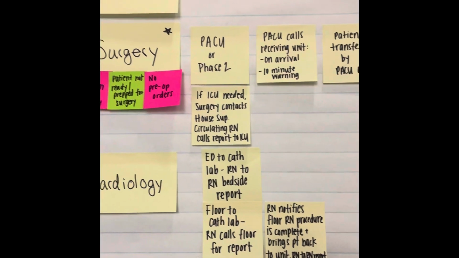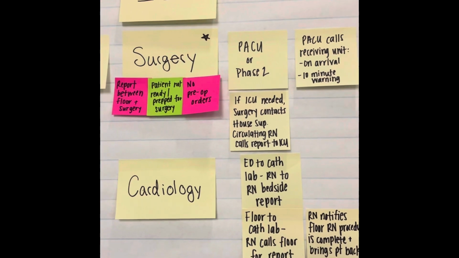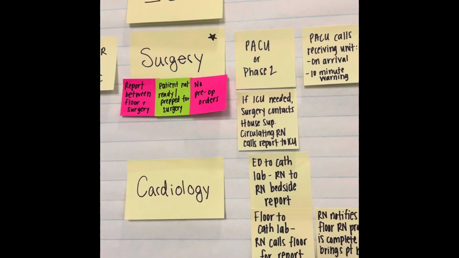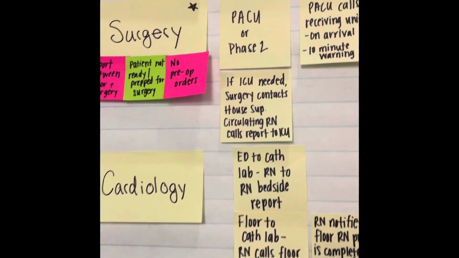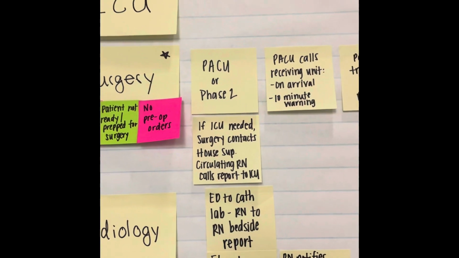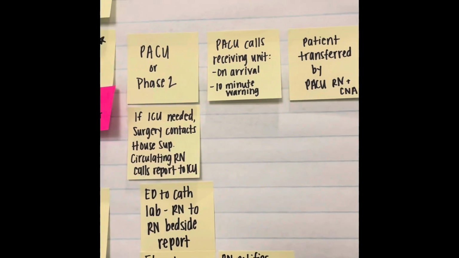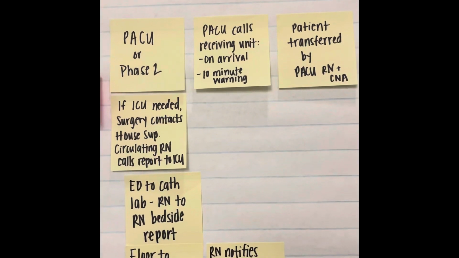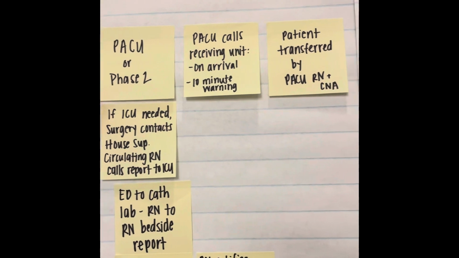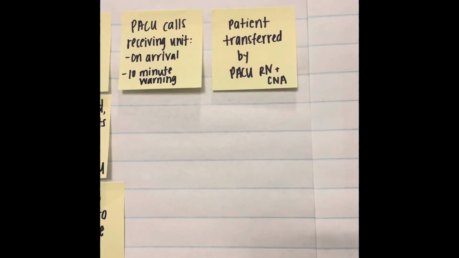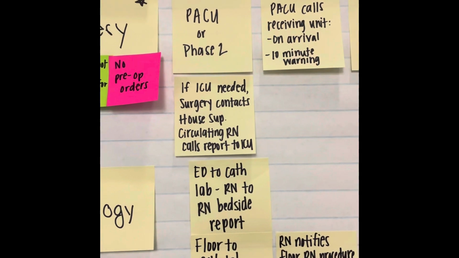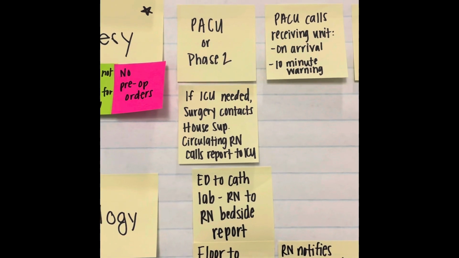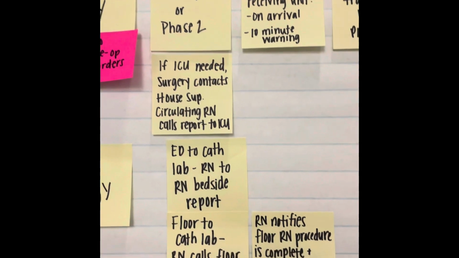From surgery, we then have the patient being transferred out. This is something that we identified as one of the better process flows throughout our hospital, and the group identified that as probably our best practice for that handoff. From here, that patient goes to PACU or phase 2, and then the PACU calls the receiving unit on arrival, and there's usually a 10-minute warning. The patient is then transferred by PACU to the RN and CNA. If ICU is needed, surgery contacts the house supervisor and the circulating RN calls to report to ICU, and then the patient goes for regular care.